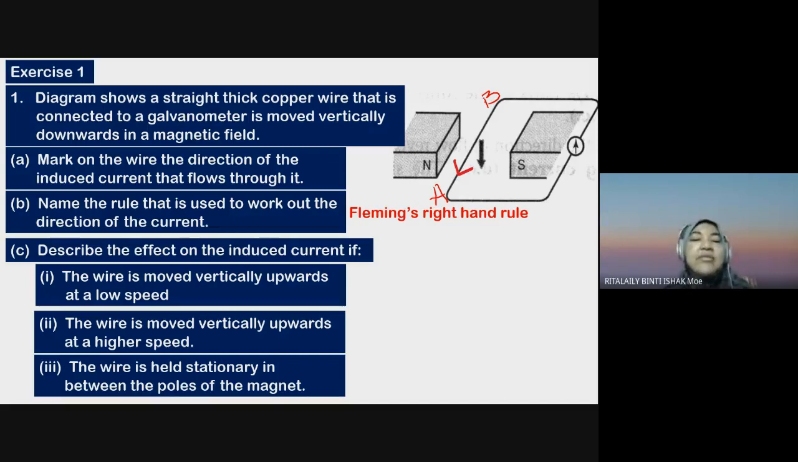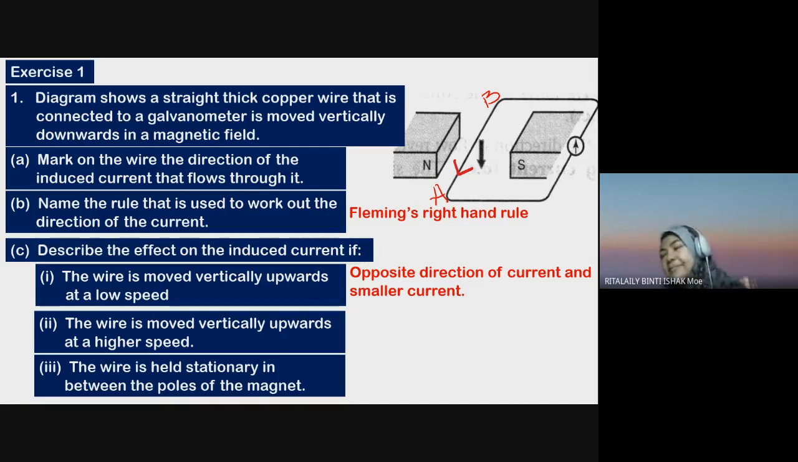C, describe the effect of the induced current if the wire is moved vertically upward at a low speed. Okay, the induced current is small, and the direction of current is opposite, because initially the conductor was moved downward. So when it is moved upward, the direction of current is opposite and the current is small. Number two, the wire is moved vertically upward at high speed. Okay, the induced current is big and in the opposite direction. We get a large current.